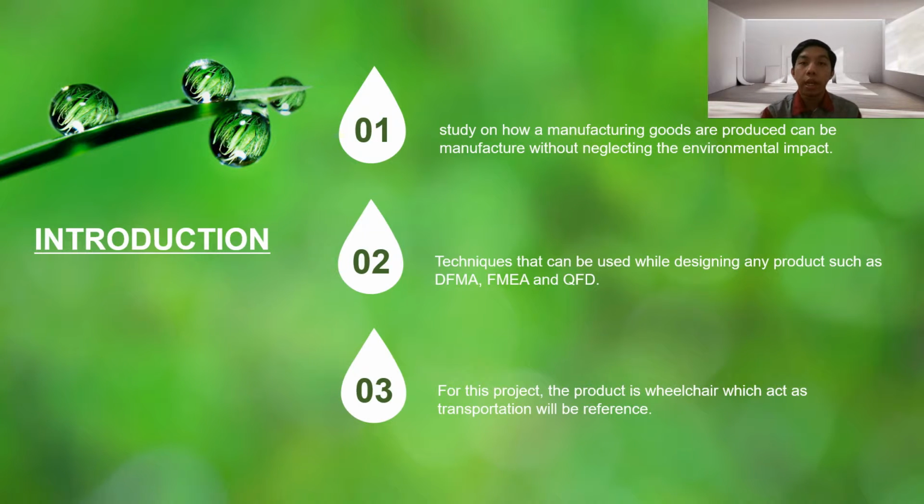This project is a study on how manufacturing goods can be manufactured without neglecting the environmental impact. The second one is to study the technique that can be used while designing any product, such as DFMA, FMEA, and QFD. Next, for this project, the product that we choose as our reference is wheelchair.